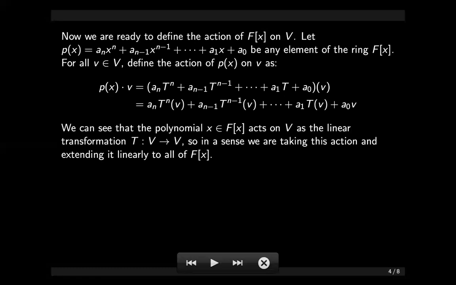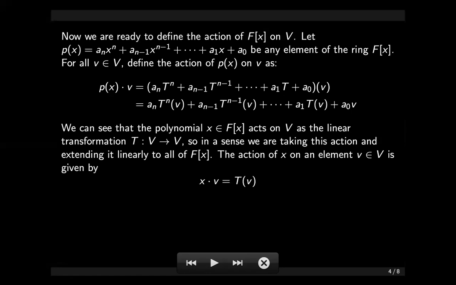Now there's a special element here, that's our polynomial x. The polynomial x acts as the linear transformation T on V. So in a sense, we're taking this action, the action of x on V, and extending it, quote unquote, linearly to all of F[x]. And we'd see this as follows. So the action of x on an element v in V, x acting on the left on our element v, is just T of v.